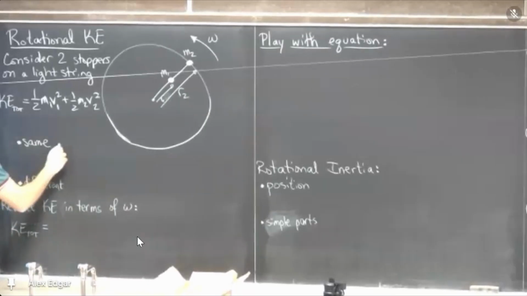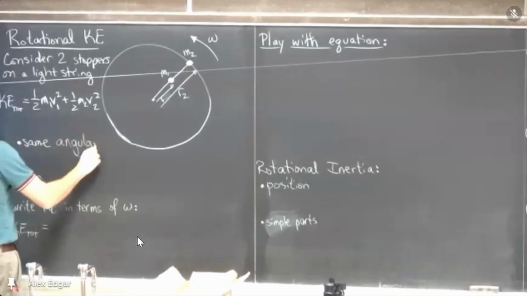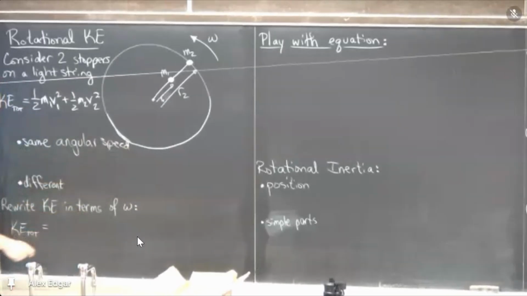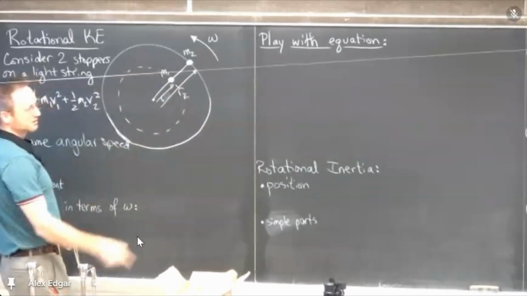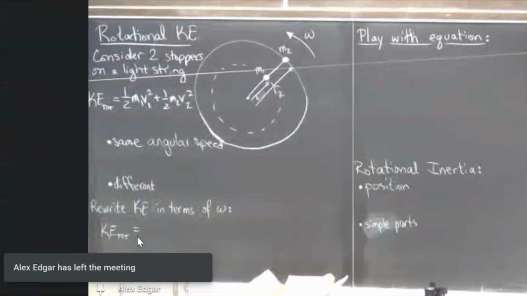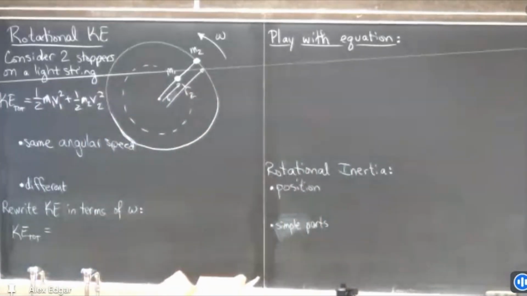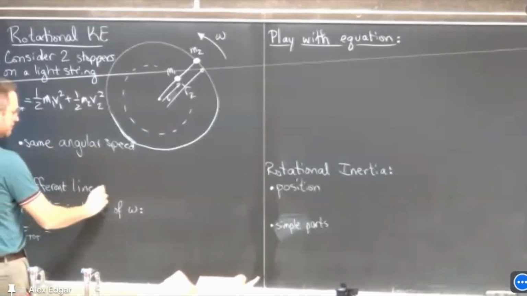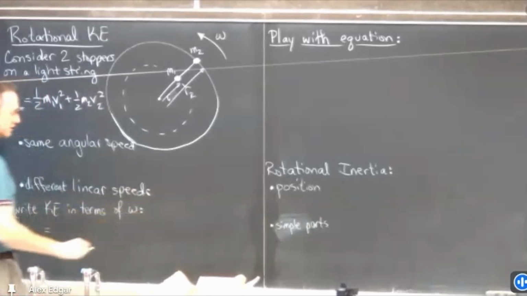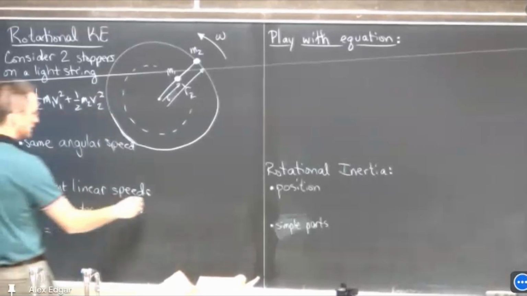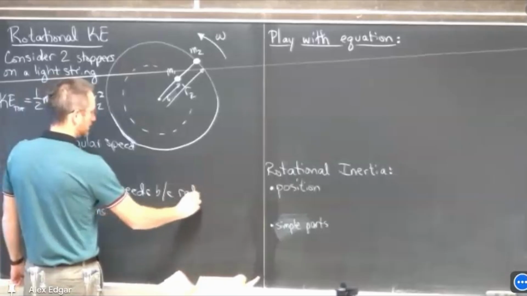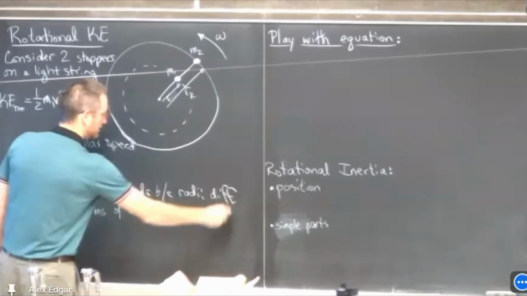And they have the same angular speed. So when this guy goes all the way around the circle and gets back to there, he's gone through 1 full circle. And when the outside guy goes through 1 full circle, he's gone through it. Same angular speed. They go through the same angle in the same amount of time, but they have different linear speeds because the radius is different. We've got R1 and R2, 2 different radii.